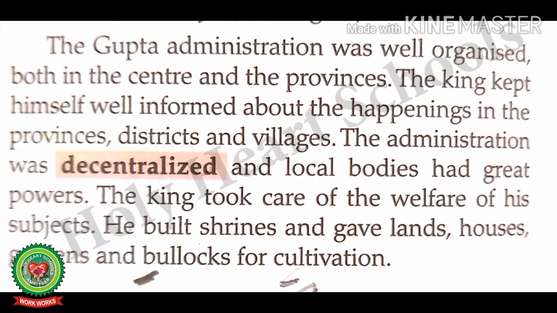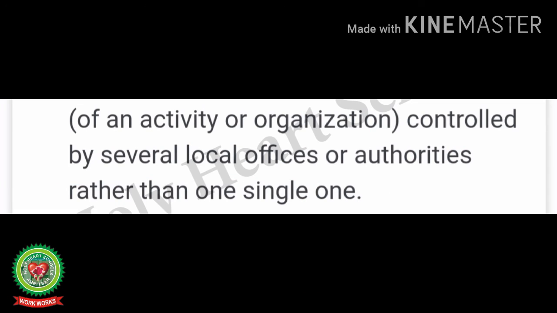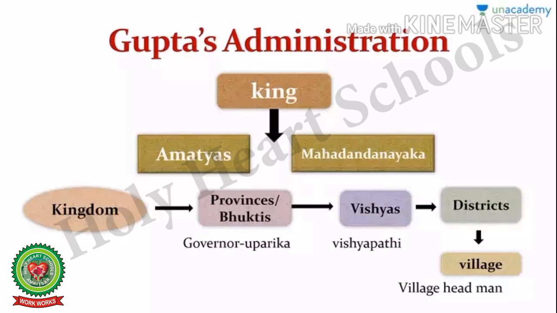Let's continue reading. The Gupta administration was well organized both in the center and the provinces. The king kept himself well informed about the happenings in the provinces, districts, and villages. The administration was decentralized and local bodies had great powers. The king took care of the welfare of his subjects. He built shrines and gave lands, houses, gardens, and bullocks for cultivation. So, children, decentralized means an organization controlled by several local officers or authorities rather than one single one. Shrine means holy place. So, students, the central and the provincial administration of the Gupta Empire were very efficient.